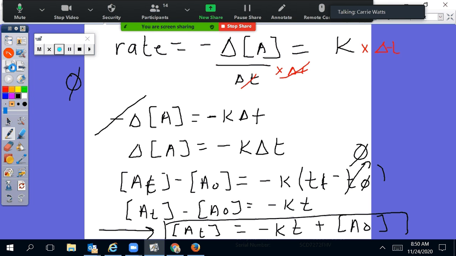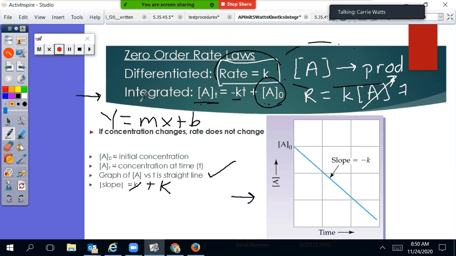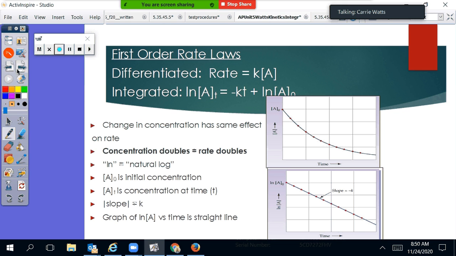So that is an equation. If we go back, this is the integrated equation that goes with the differentiated equation, and it makes a straight line with a negative K slope. Let's go into first order.